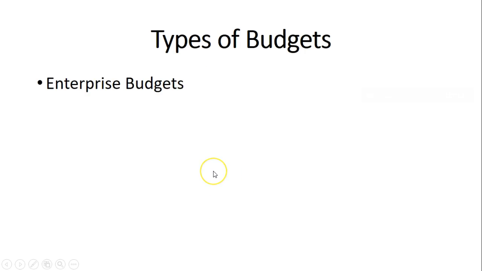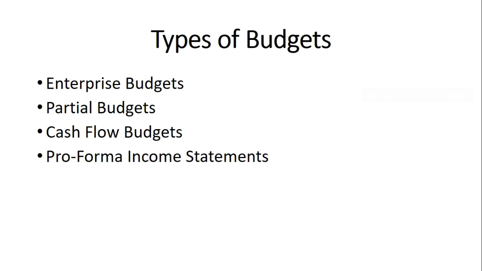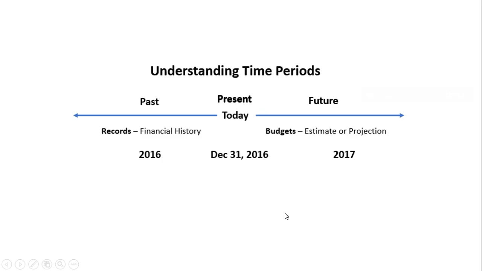Several types of budgets. We've already talked about enterprise budgets. We've talked about partial budgets. We talked about last week cash flow budgets. And so this week we're going to be talking about the pro forma income statements, and we will also introduce very briefly the pro forma balance sheets.